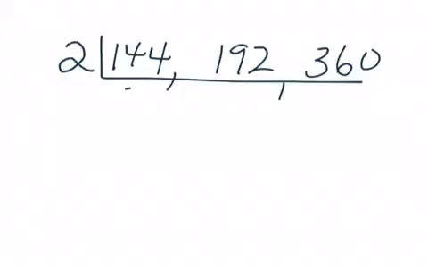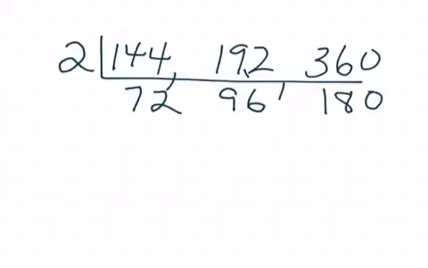2 goes into 14, 7. 2 goes into 4, 2. So it's that upside down division, works really easily. 2 goes into 19, 9 with a remainder of 1. I'm going to put my remainder there like short division. 2 goes into 12, 6. All right, 2 goes into 36, 18, and I have a 0 on the end.